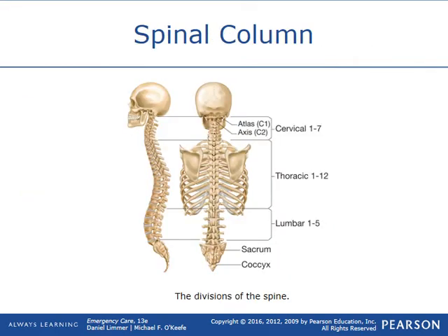Here's the spinal column. You've got C1 and C2, which are also known as the atlas and the axis. There's 7 cervical, 12 thoracic, and 5 lumbar. Then below that, you've got the sacrum and the coccyx. I always remember these bones by: you get up to go to work at 7, you take lunch at noon, and you get off work at 5.